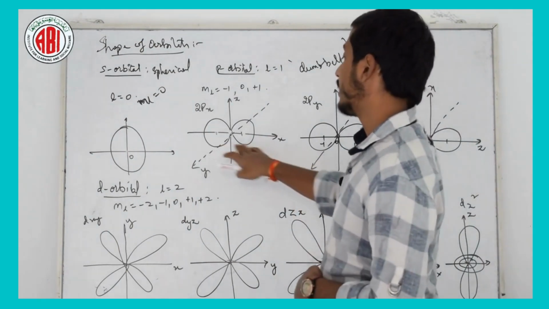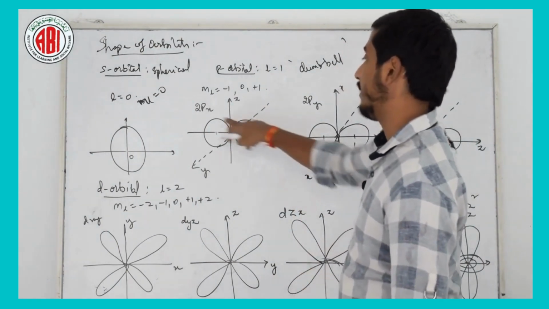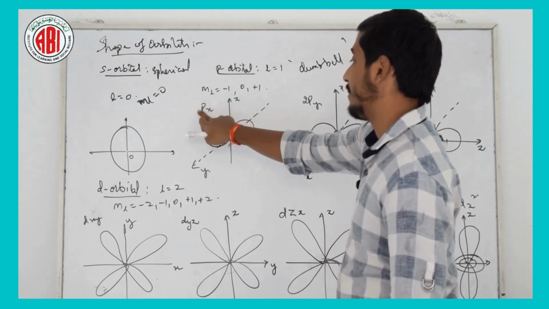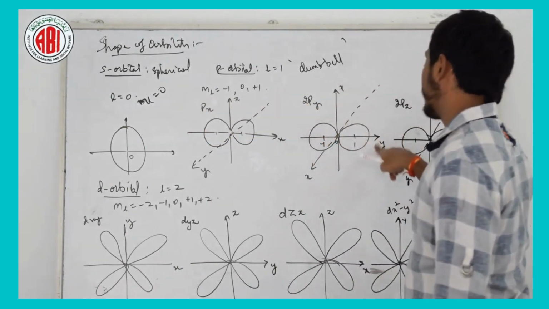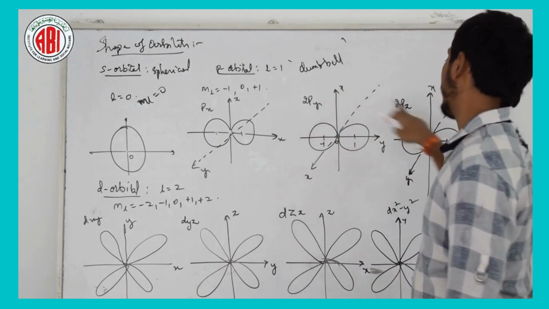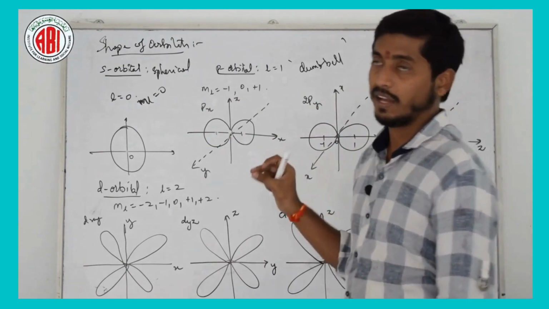Now see here, this is one orbital, that is, it is along the x axis. We define it as px or simply 2px, since the p starts from here. Here also it starts with 2, it is along the y axis, therefore it is 2py. Here it is 2pz, since it is along the z axis.